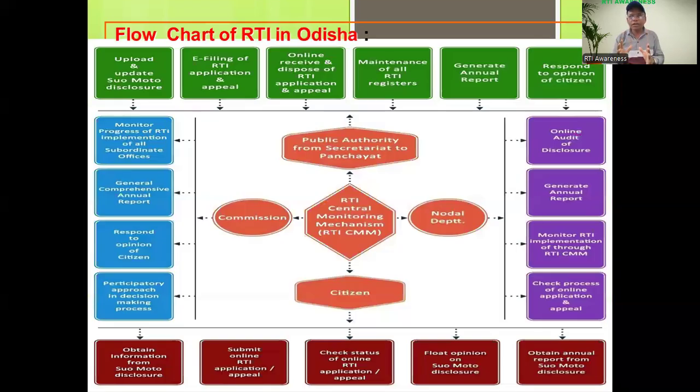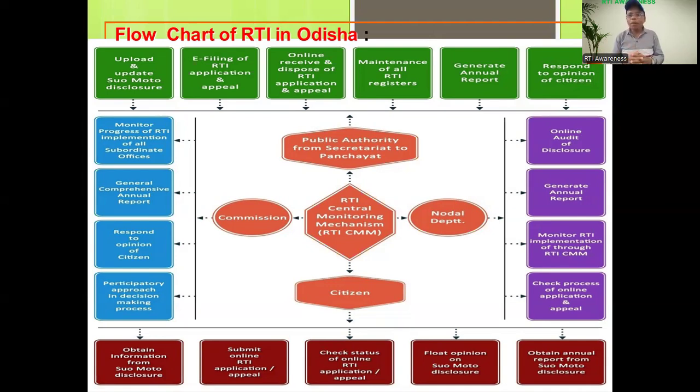Next, this is the flowchart of RTI in Odisha. There are 4 stakeholders, as we know. The first stakeholder is the citizen, shown in the red icon. They have the right to access information from our suo motu disclosure, proactive disclosure. They can download it from the website and submit the online RTI application to the public information officer. They can also check their application status on the site and give feedback to the public information officer, whether it is right or updated or not. So this is the first stakeholder in RTI, the citizen.